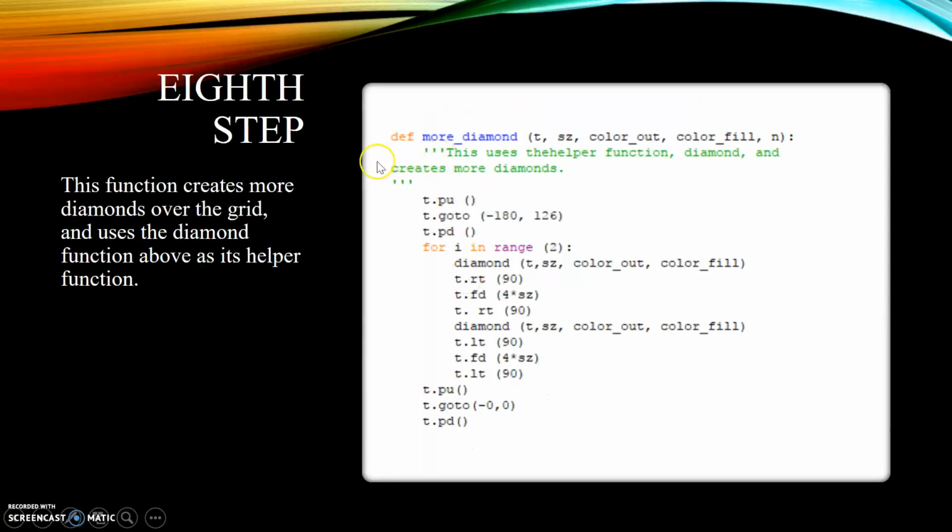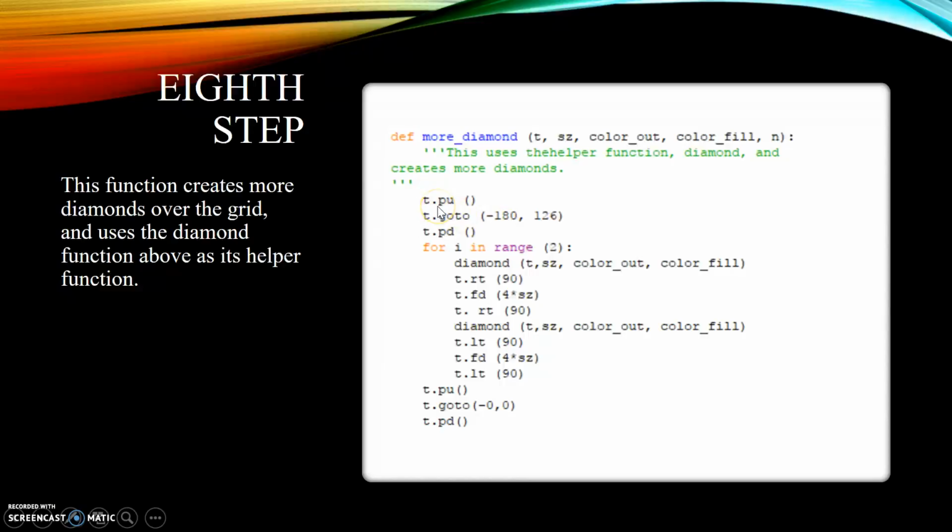And so this is used to give us more diamonds. Because the first one, the diamond function, was just giving us one diamond. But this more diamonds function gives us more diamonds. And so we have the parameters: total T, size, the outer color, the color we want it to be filled with on the inside, and the number of grids we want. And so this uses the helper function diamond, and it creates more diamonds.